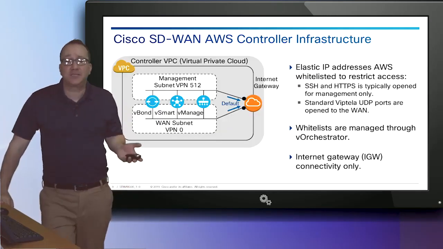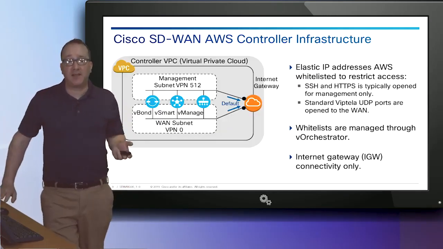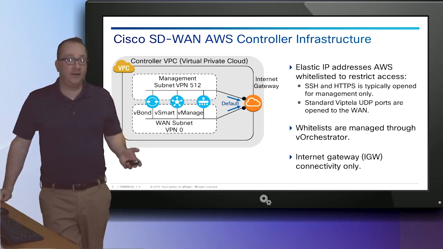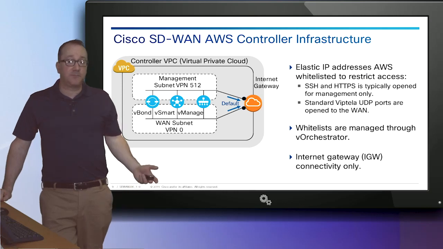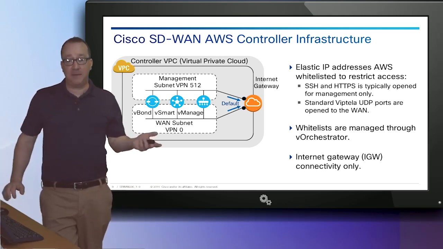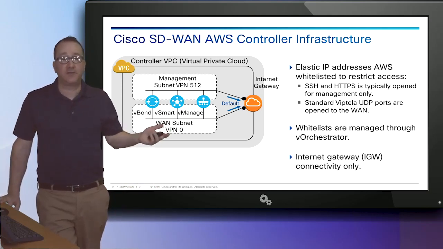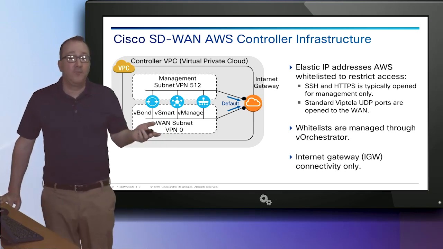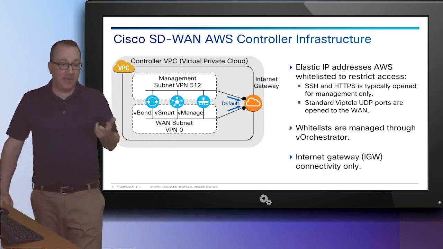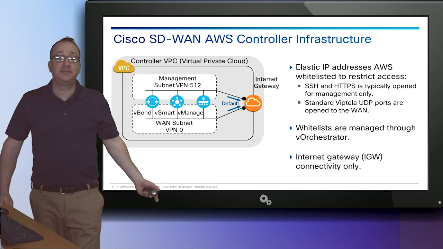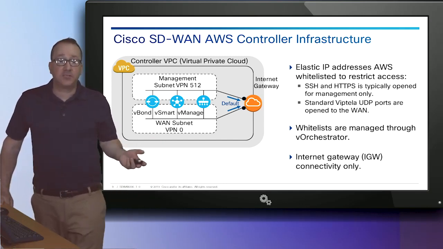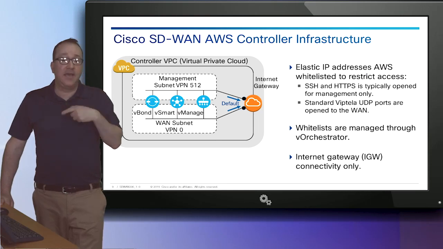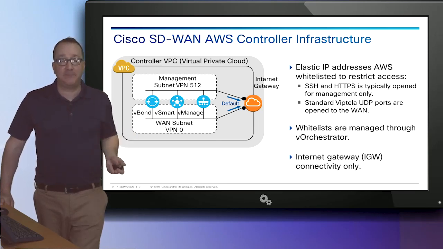The setup in the AWS cloud is within a single virtual private cloud with a single internet gateway. All external connectivity passes through the internet gateway. The controllers are deployed, each with one interface in the management subnet, VPN 512 as we discussed earlier, and one in the WAN subnet, VPN 0, and both subnets are going to default to the internet gateway.